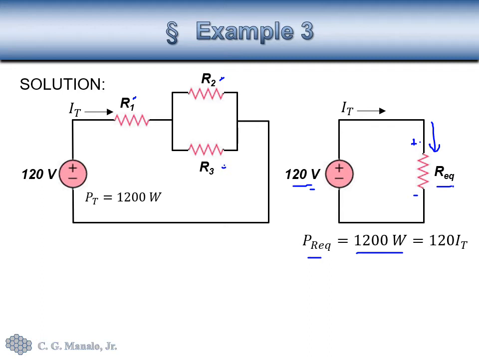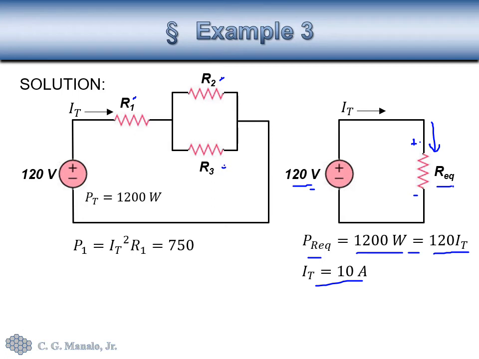And by Ohm's law, we know that that power must equal VI, so 120 I sub T. And from this equation, we can solve for I sub T, and that will give us 10 amperes.